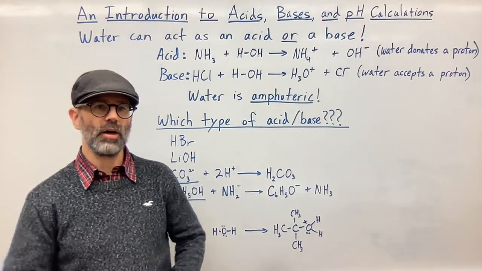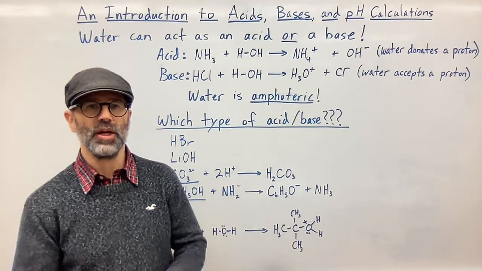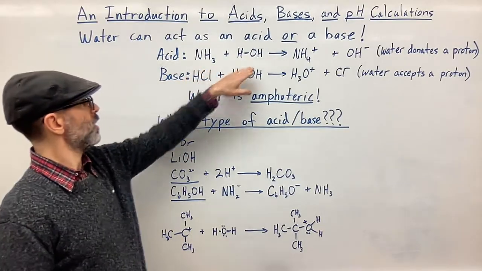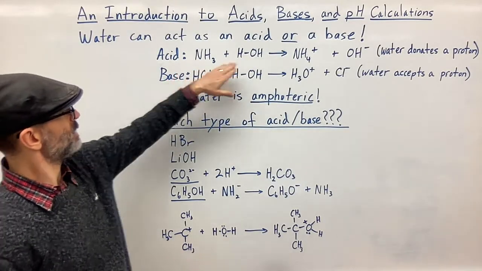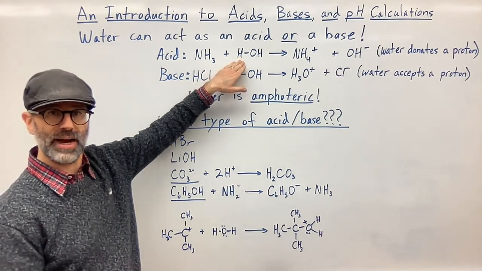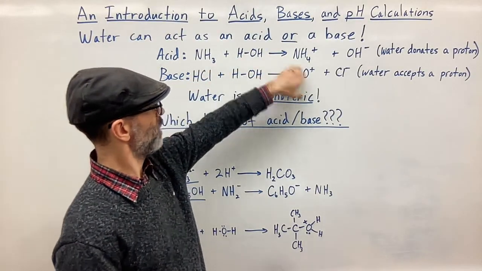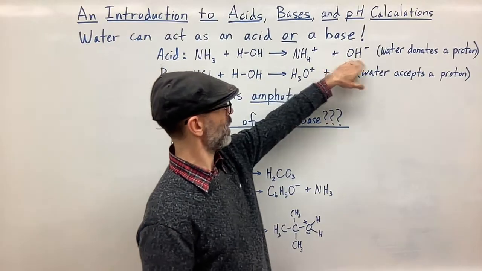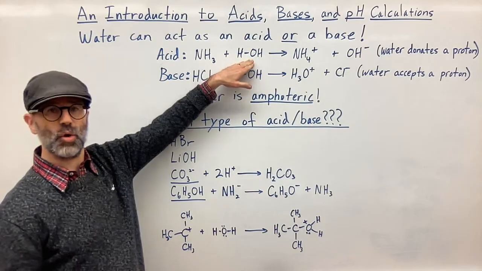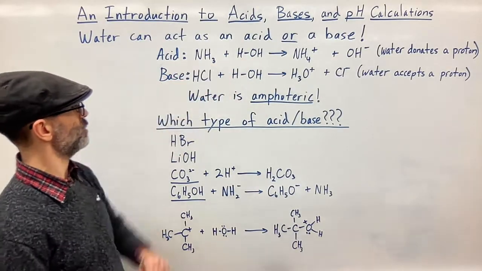With regard to water, water is fascinating because it can act as either an acid or a base. So here's a couple of examples. So here I have ammonia and water. In this case, ammonia can take a hydrogen from water. It'll accept the hydrogen from water. Water will donate the hydrogen, H plus. So then you get NH4 plus, ammonium, and you get your hydroxide. So here, because water is donating an H plus, that's going to be an acid, and NH3 is going to be your base.